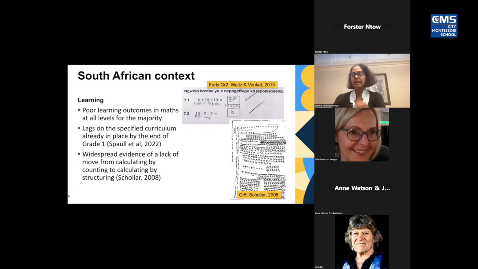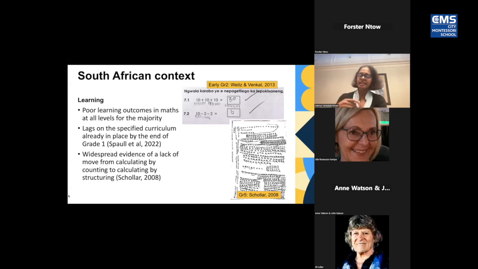And Eric Scholar was an academic who did quite a lot of data collection across many of the South African provinces and repeatedly found examples like this. Now, by grade 5, you're talking about children who are 11 years old. They are working on double-digit, 2-digit multiplication. And this is an example of a page of a child trying to do 2-digit by 2-digit multiplication questions, something like 23 times 12, for example.